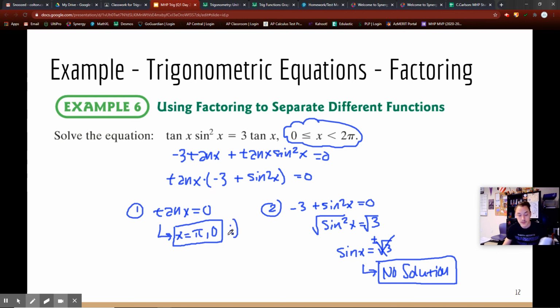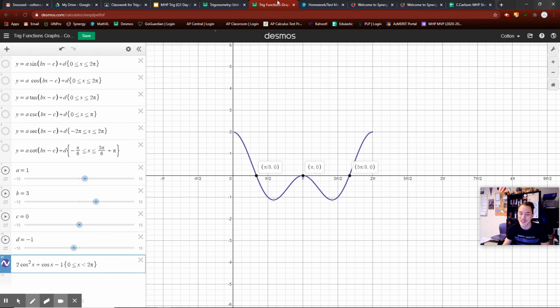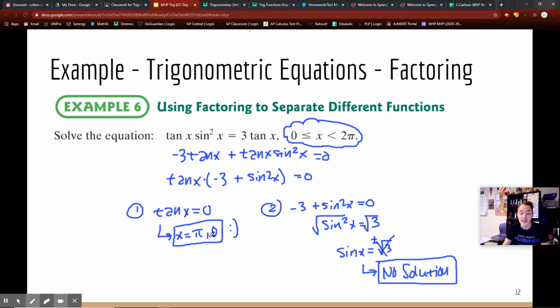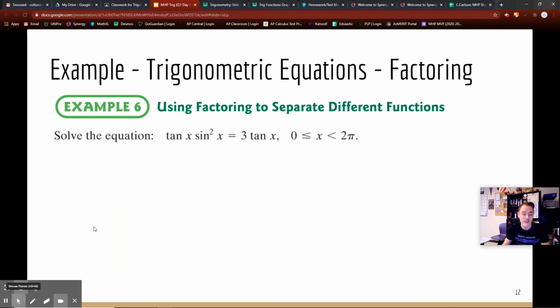Okay? Awesome. Of course, you could have plugged that into Desmos if you wanted to. I'm not going to show you, but you can definitely plug it into Desmos if you would like, and you would still get those answers. All right? So let's erase this, and let's finish up.